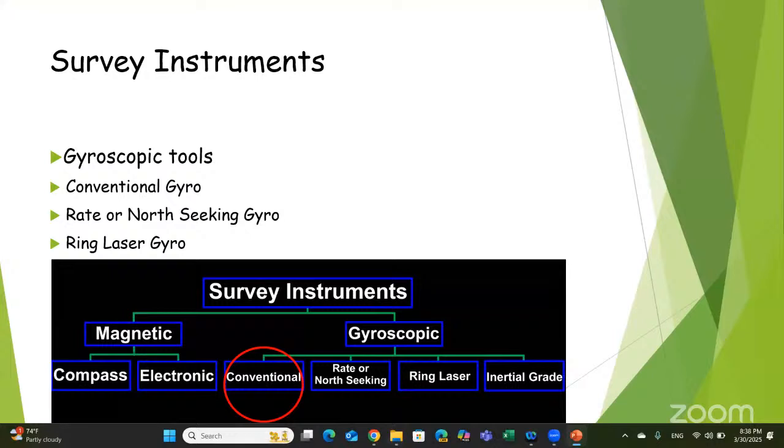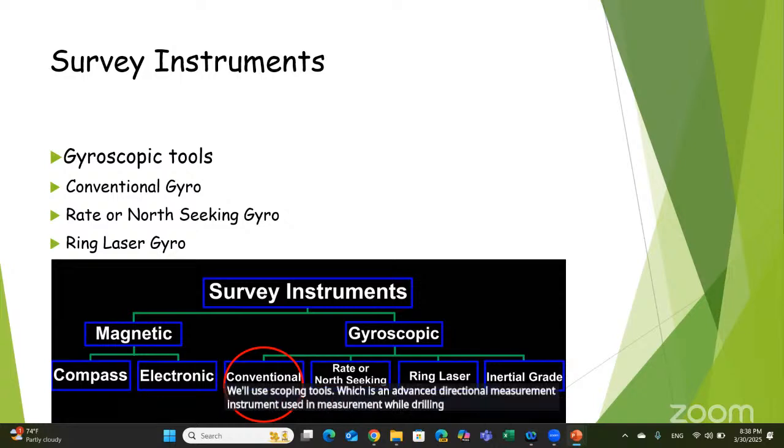Gyroscopic tools are advanced directional measurement instruments used in measurement while drilling and wellbore surveying. They provide accurate wellbore orientation without relying on the Earth's magnetic field, making them ideal for drilling in areas where magnetic interference is constant.